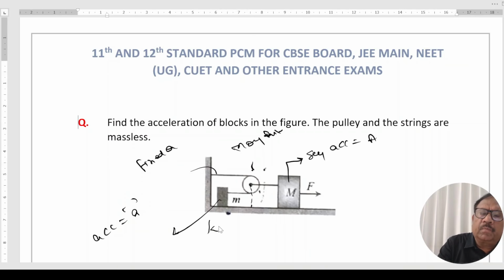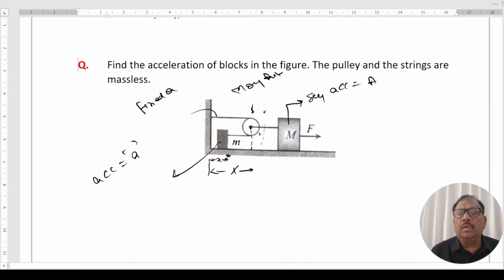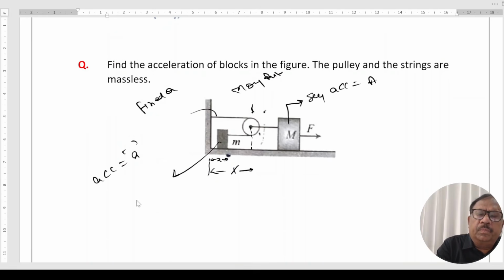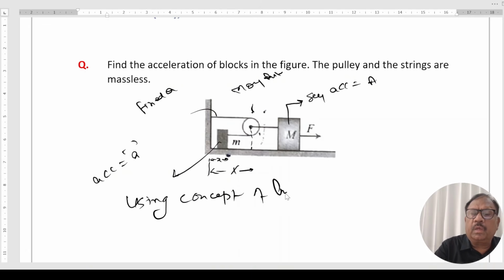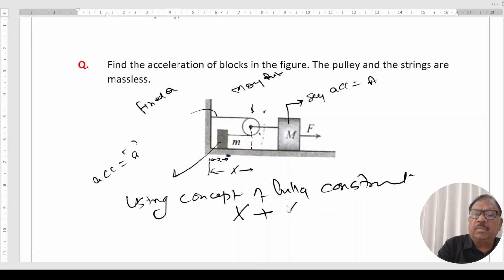So this is capital X, this is small x. Then using concept of pulley constraint, that is x plus x minus X equal to say length of the string passing over the pulley. Concept क्या बना?